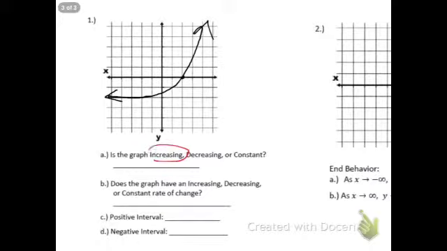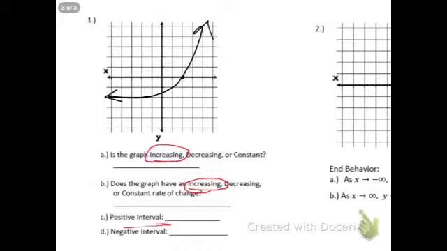Well, it's going up as you go from left to right, so it's increasing. Okay, does the graph have an increasing, decreasing, or constant rate of change? The rate of change is the slope. Over here, my slope's pretty shallow, like 0. Over here, my slope is positive, something like positive 2 or 3. If you go from 0 to 2, that is an increase. So my rate of change is increasing. You notice it's getting steeper and steeper in the positive direction, so it's increasing.